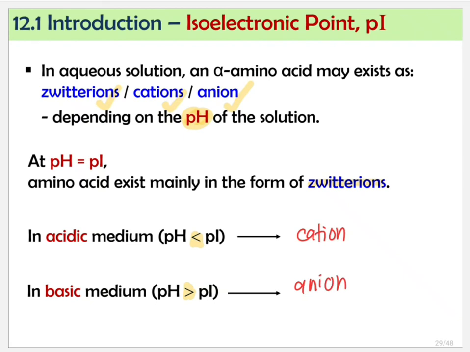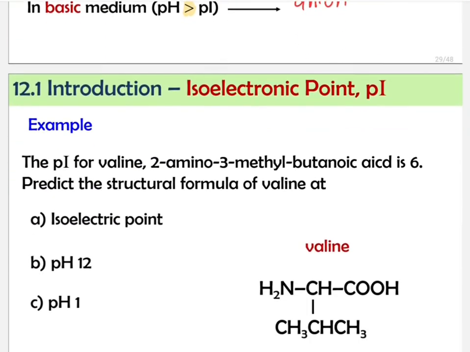Okay. Jadi amino acid ni dia tak sama tau bentuk dia dalam pH sama dengan Pi. Okay. Solution lain. Dia akan exist sebagai Zwitterion. Kalau solution tu pH dia rendah daripada Pi, dia akan exist sebagai cation. Kalau pH more than Pi, dia akan exist sebagai anion. Okay. Nak lagi faham about this, kita pergi example.